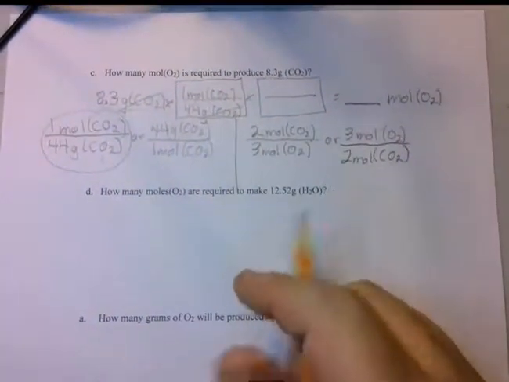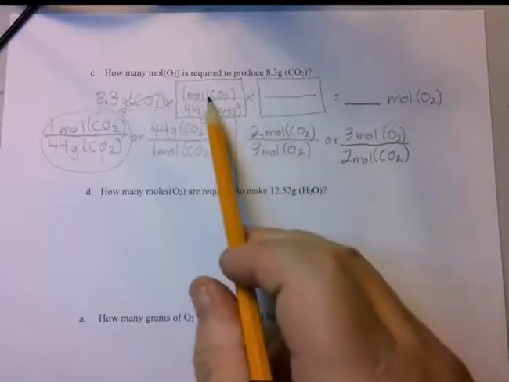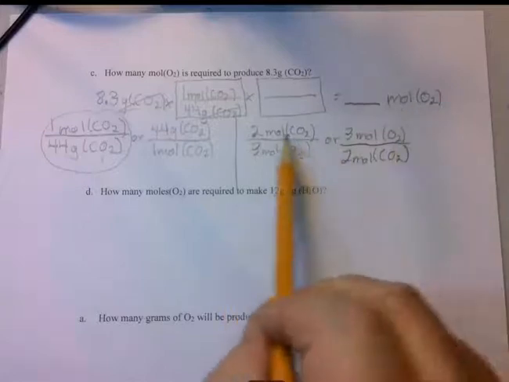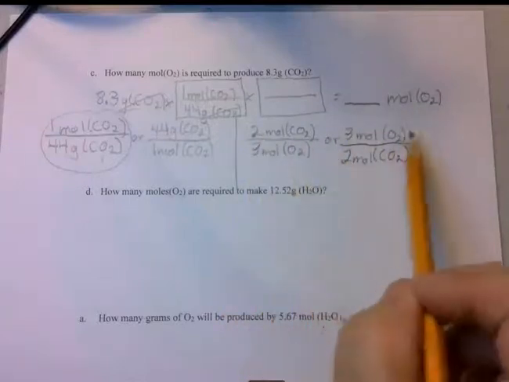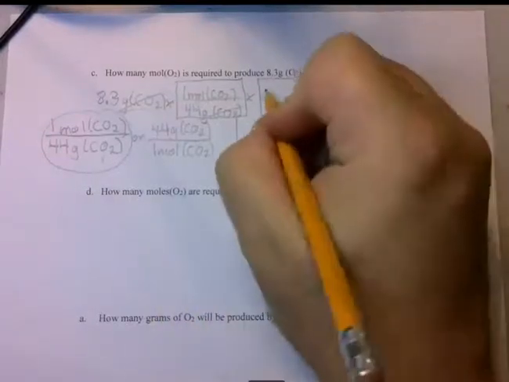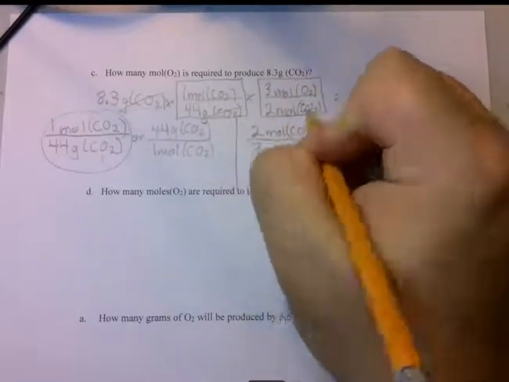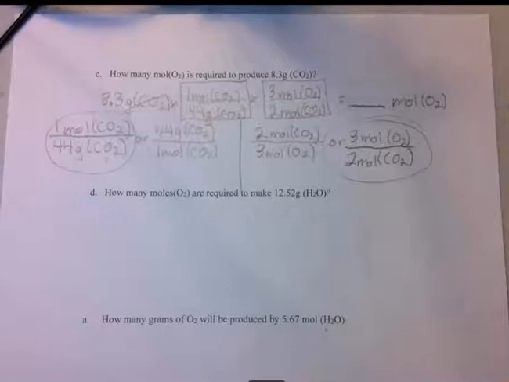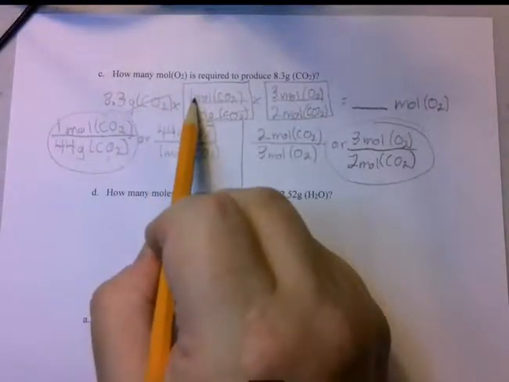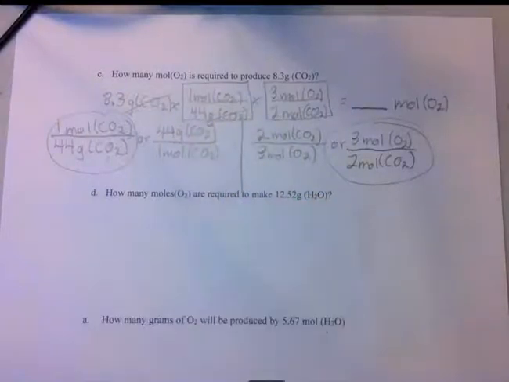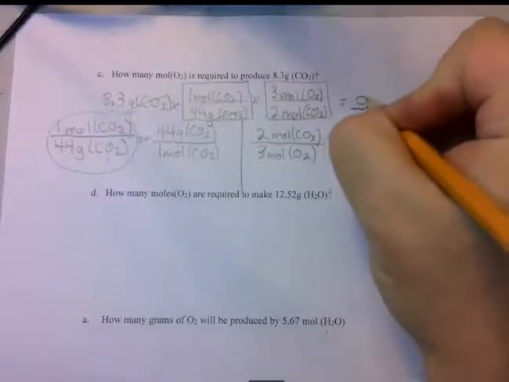Now we need moles of CO2 to disappear and moles of O2 to appear on the top in the final answer. So which one of these two do we use? The answer would be this one. So what you're going to do is multiply 8.3 times 1 times 3 divided by 2 divided by 44. And that gives you 0.28 moles.